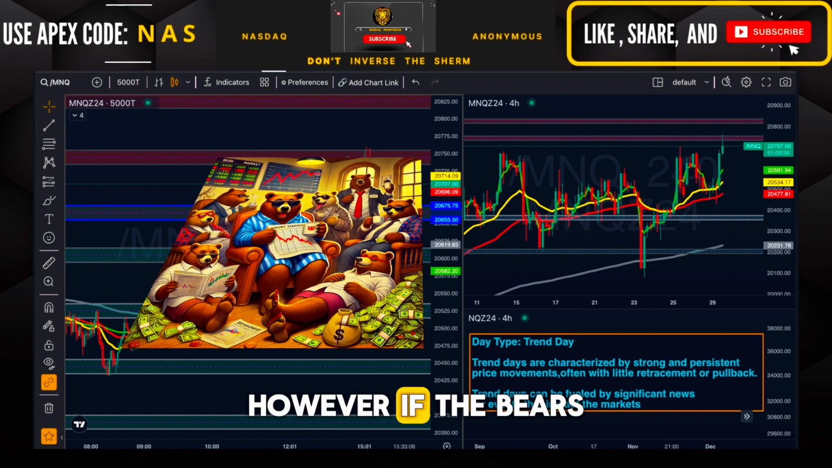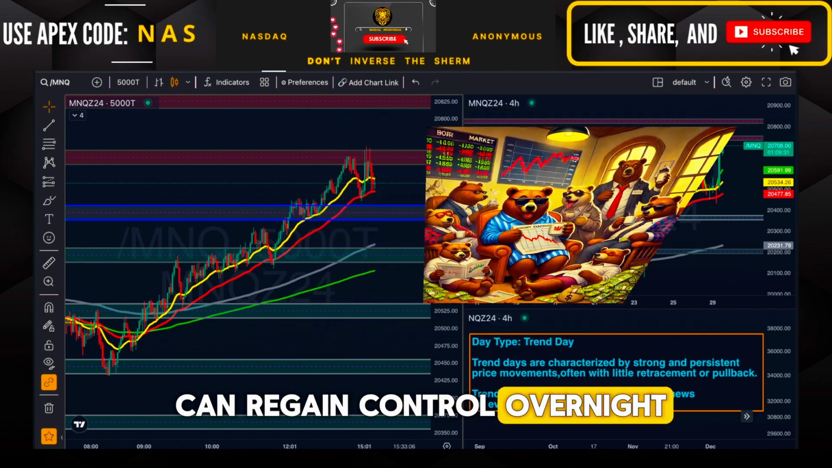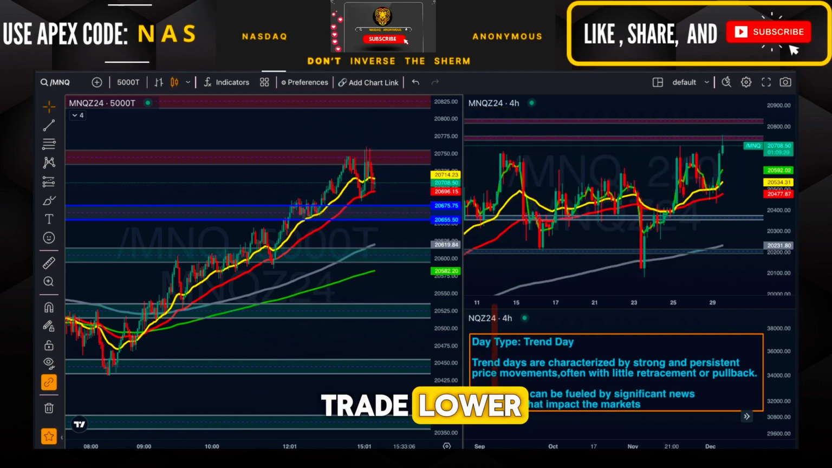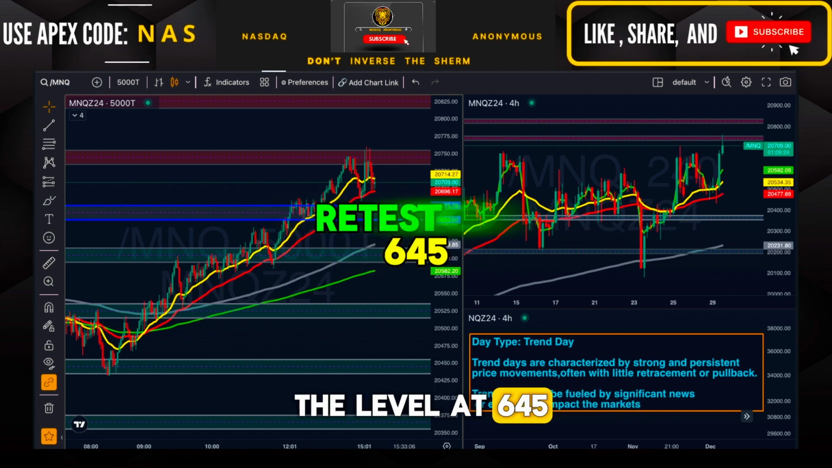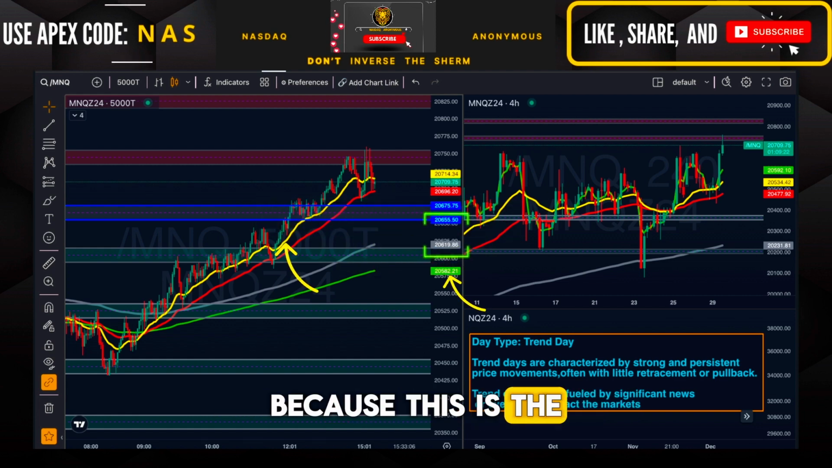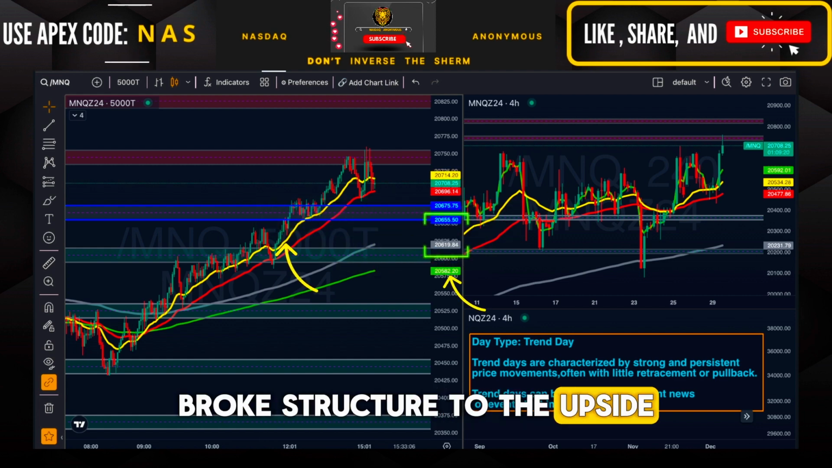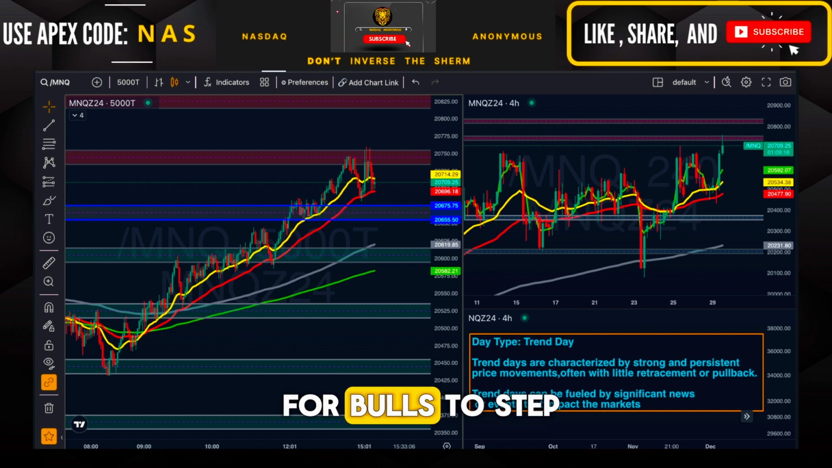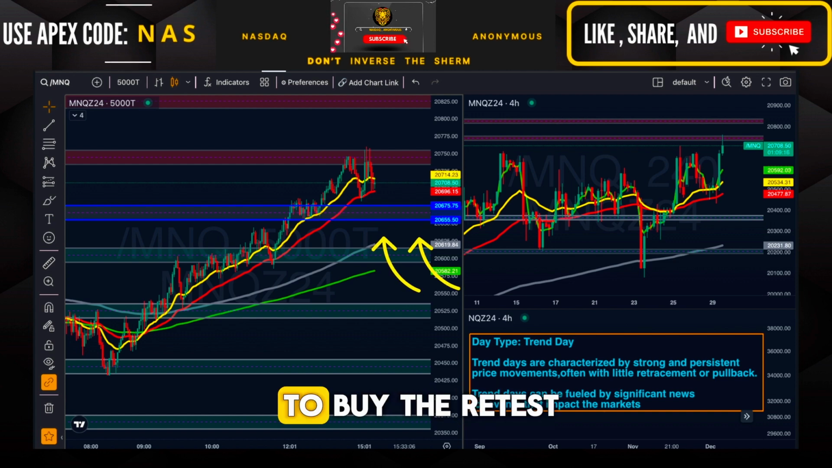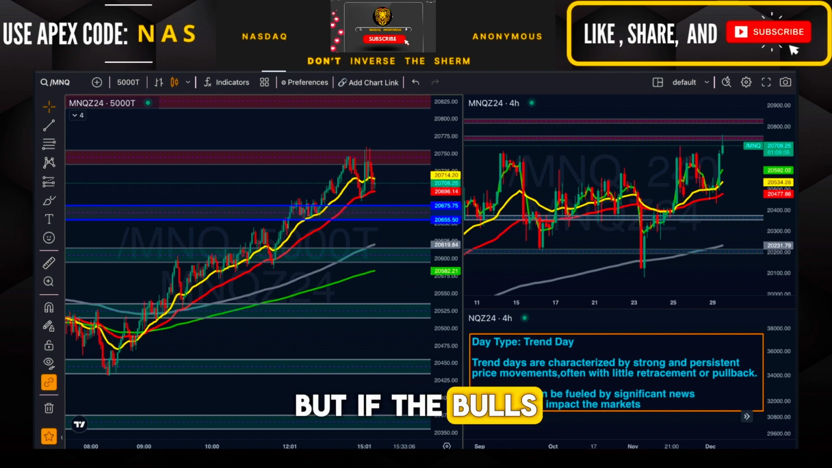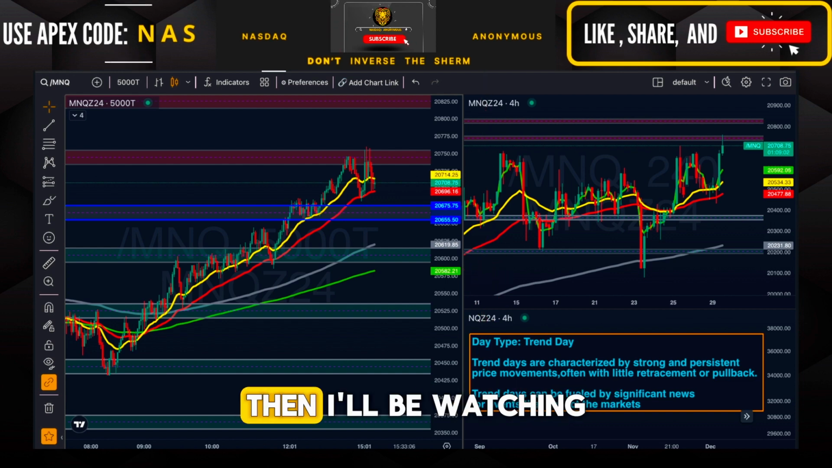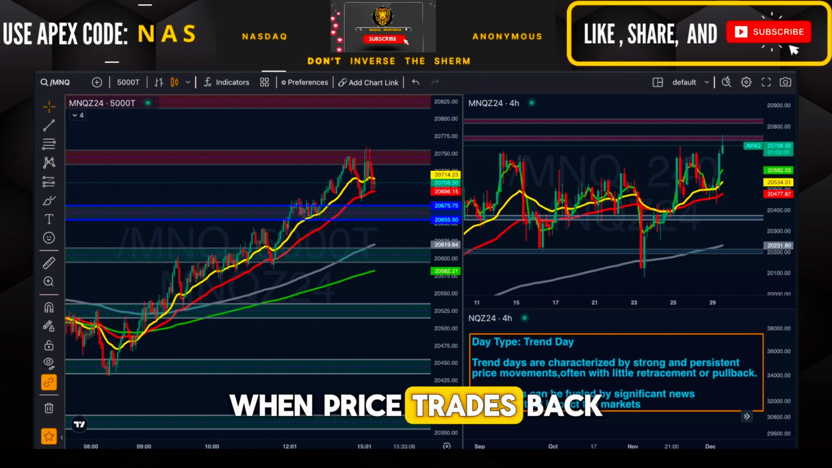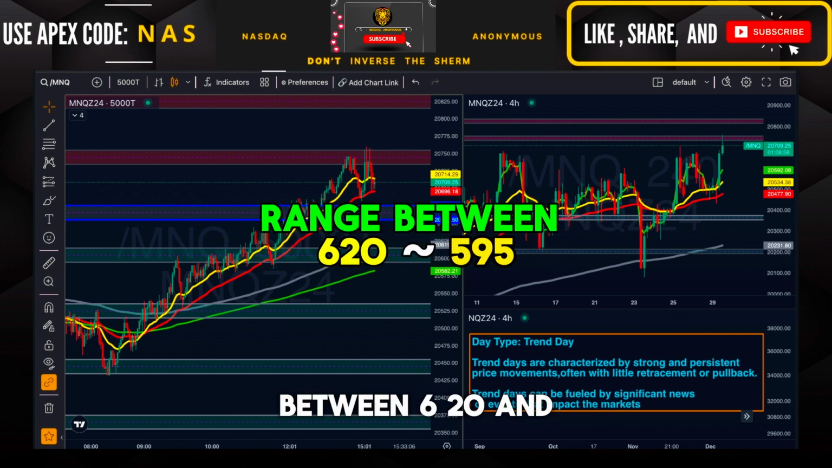However, if the bears can regain control overnight and price begins to trade lower, then I'll be watching the reaction when price retests the level at 645. This is the level where the bulls broke structure to the upside, and I do expect bulls to step up at this level to buy the retest. But if the bulls fail to regain control and price continues to trade lower, then I'll be watching the reaction when price trades back within a range between 620 and 595.